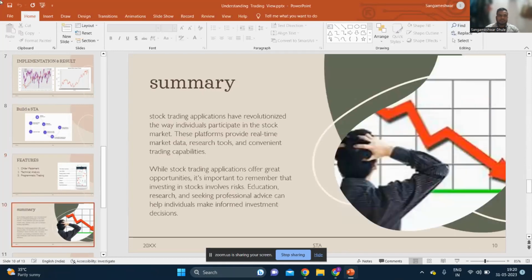Okay, so let's move on to the summary. Stock trading applications have revolutionized the way individuals participate in the stock market. These platforms provide real-time market data, research tools, and convenient trading capabilities. While stock trading applications offer great opportunities, it's important to remember that investing in stock involves risk as well. Education, research, and taking professional advice can help individuals make informed investment decisions.